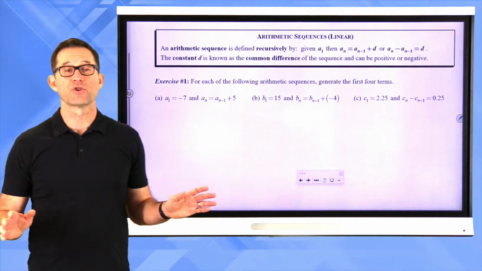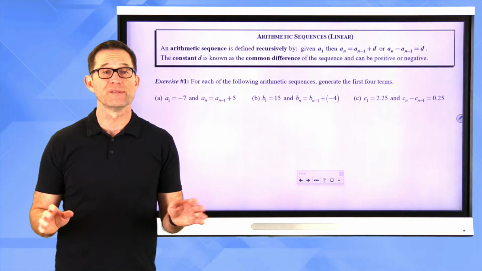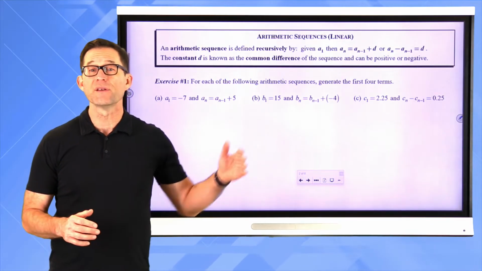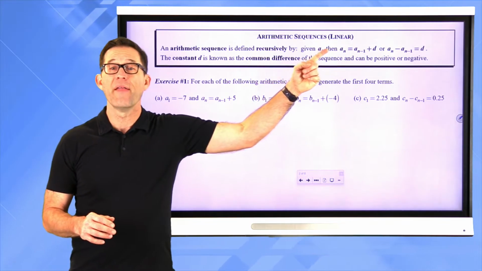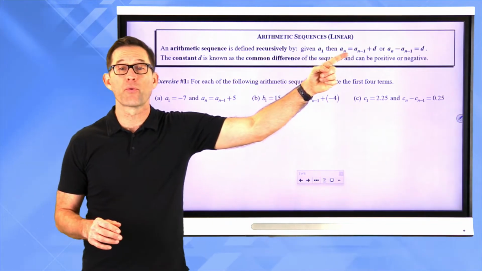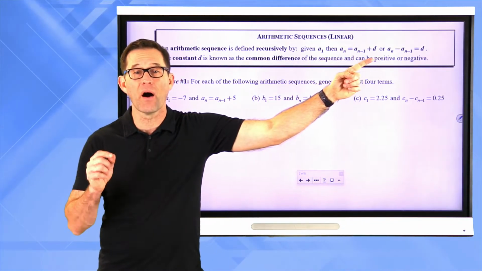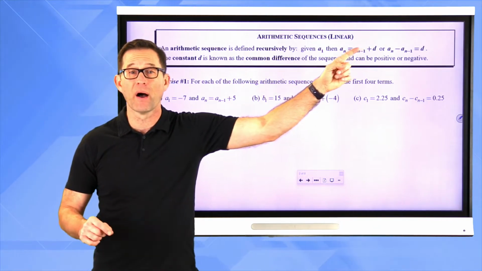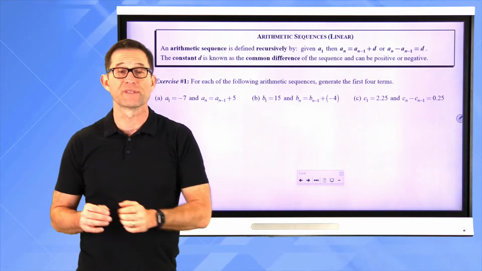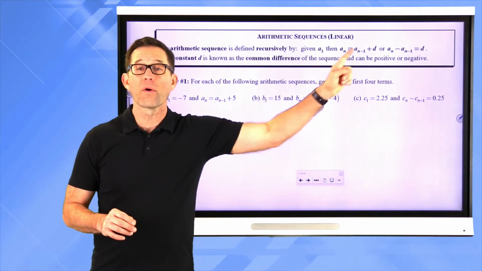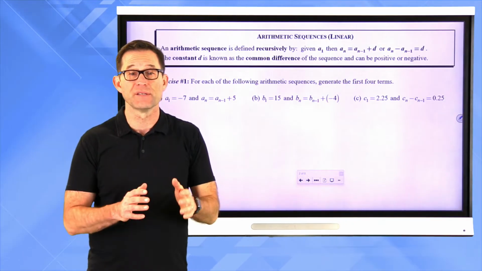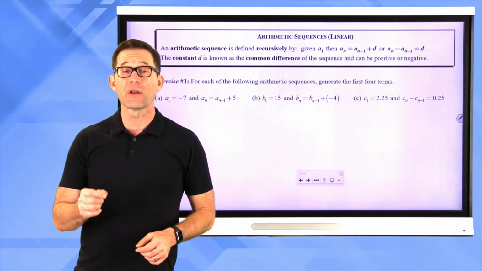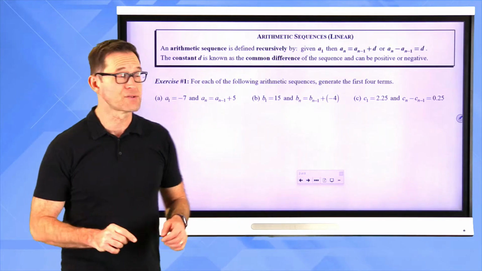So again, let me just make sure you get this, right? Arithmetic sequences are super easy, and they're probably ones that you've been dealing with for a very long time. The idea is you're given whatever the first term is, and then each term is equal to the previous term plus some constant that doesn't change, the common difference. Now that constant could be positive, in which case the sequence is increasing as the terms go on, or that constant could be negative, in which case the sequence is decreasing as the sequential terms move on. So let's take a look at generating some of these sequences in exercise number 1.